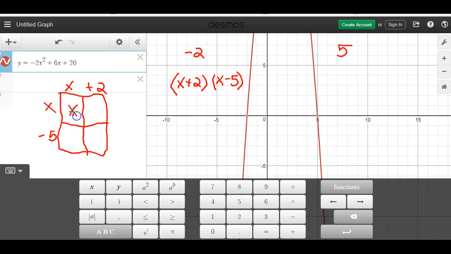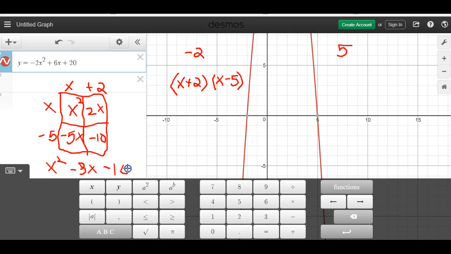I get x squared. Over here I get 2x. Over here I get negative 5 times that, that's negative 5x. And then over here I get negative 10. Okay. Putting this all together, I end up with x squared, and negative 5 plus 2 is negative 3x, and then over here we have minus 10.